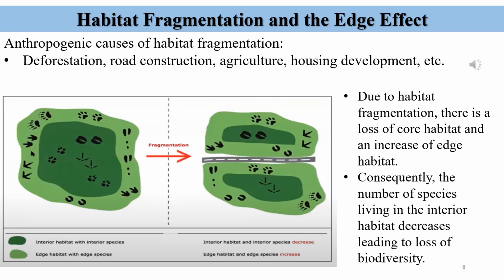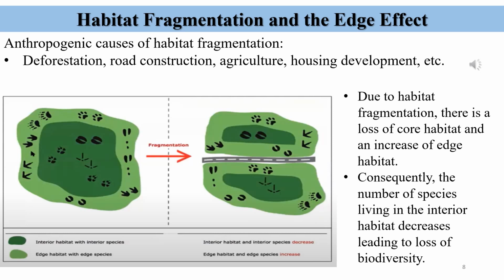which refers to the changes in population or community along the boundaries of a habitat. As a habitat becomes fragmented into smaller forest patches or habitat patches, there is a loss of core habitat, which is the inner habitat away from the edge. At the same time, the edge habitat that surrounds the core habitat increases. Consequently, the number of species living in the interior habitat decreases while those living in the edge habitat increases.